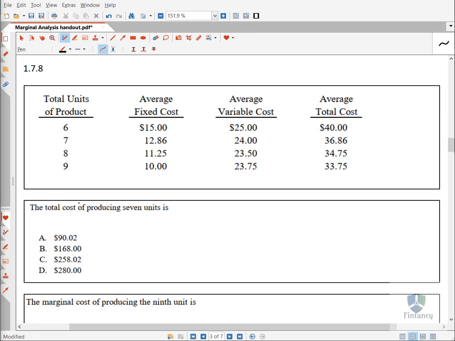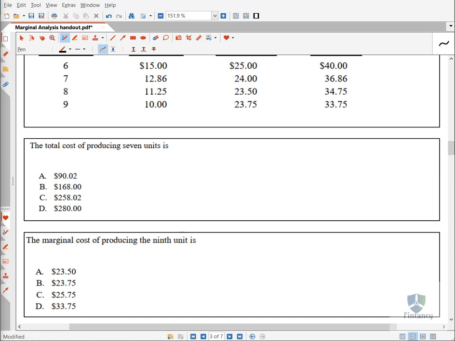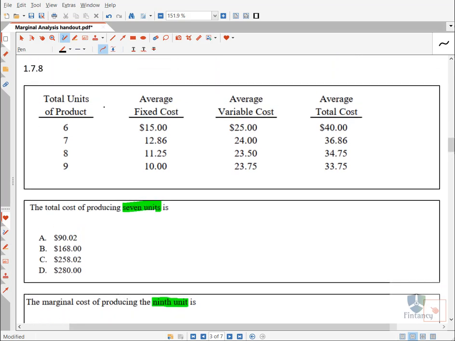The total cost of producing 7 units is. Okay, very nice. You are reading the requirement. Following data were given. Now see, Sherry, there are two requirements in this question. The first one is the total cost of producing the 7 units, and the second is the marginal cost of producing the 9th unit. So we need to calculate for the 7 units, please focus, and this is the 9th unit only. Here we are calculating for total 7 units, and here we are only calculating for the 9th unit. So be careful.